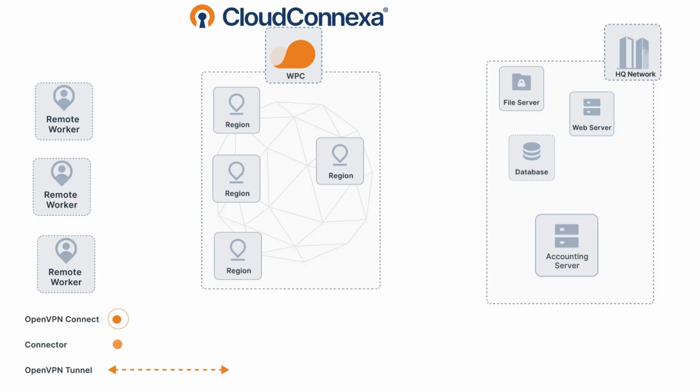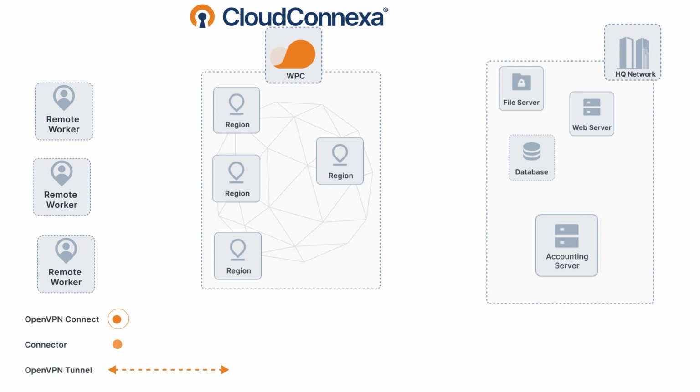To establish a secure connection to your WPC, you need a client application installed on the device that needs to connect to Cloud Connexa. The official client for this purpose is OpenVPN Connect, which is available for Windows, macOS, iOS, and Android. For Linux users, we recommend our open source OpenVPN 3 client, which also supports data channel offload, or DCO. You can also use OpenVPN protocol compatible routers like Teltonika and firmware like OpenWRT.